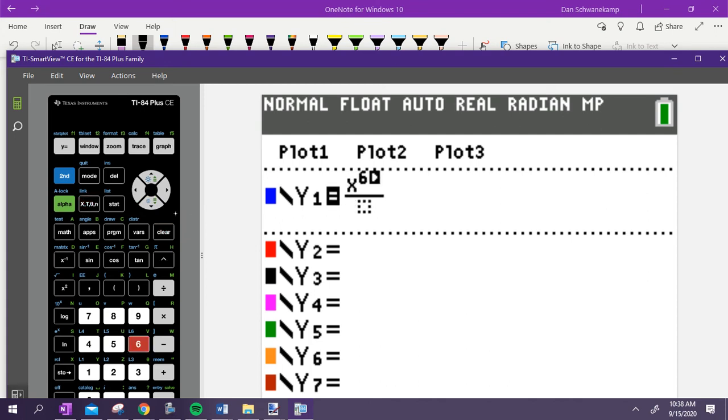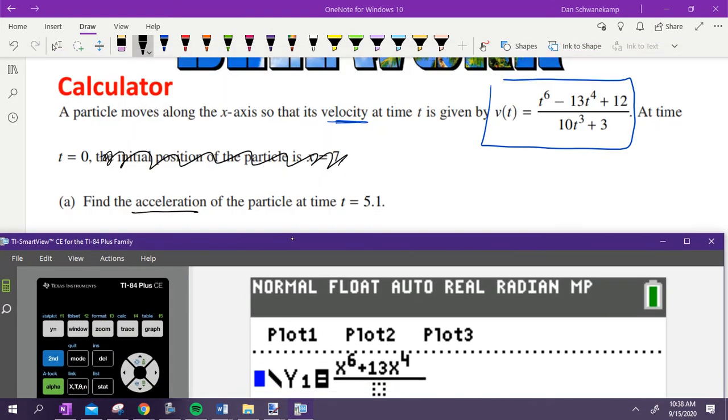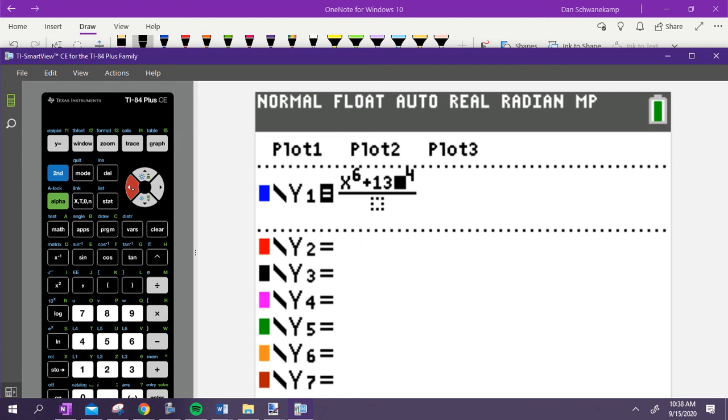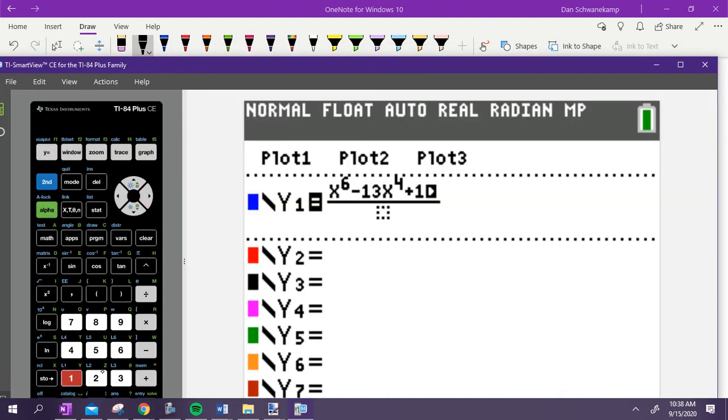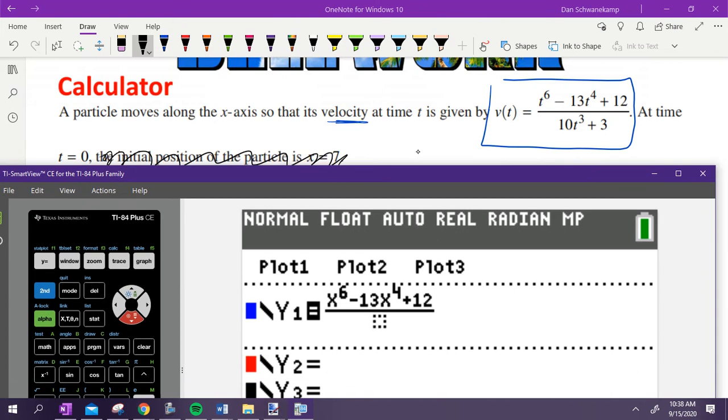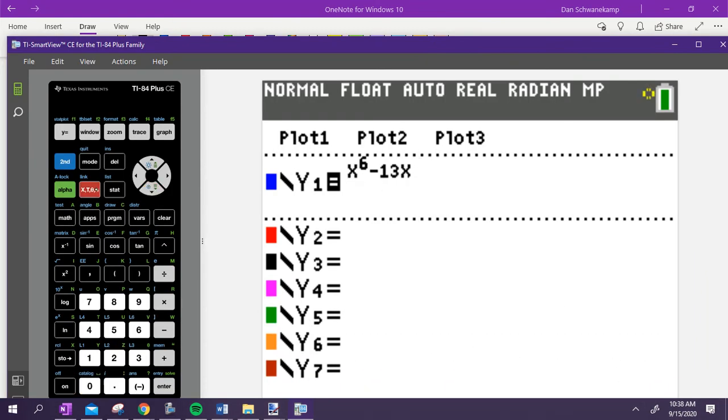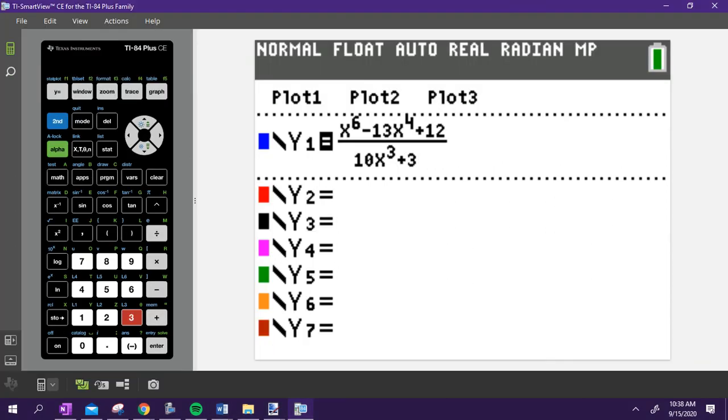X to the 6th plus 13, x to the 4th. That's minus. Of course it is. Doing great so far here, guys. Minus 13x to the 4th plus 12. On bottom, I've got 10x cubed. And then plus 3. Make sure you move out of that exponent. Otherwise, you do weird stuff. There's my graph. Or there's my equation.